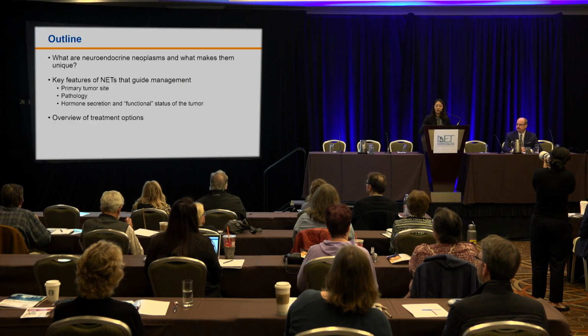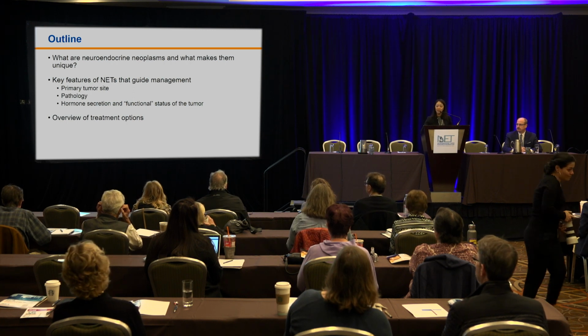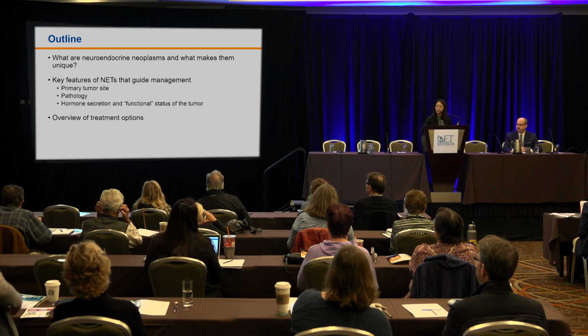So the outline for my talk is to focus on really what are neuroendocrine neoplasms or abnormal growths and what makes them unique. What are the key features of neuroendocrine tumors that guide our management? And some of these factors include where the primary tumor started, some of the pathological features that I'll go into in detail, and whether or not these tumors are secreting hormones, i.e. what is the functional status of the tumor. And then I'll end with a brief overview of treatment options for neuroendocrine tumors.